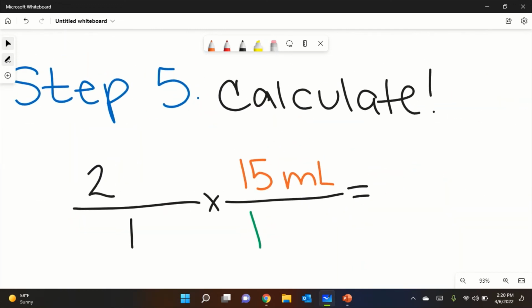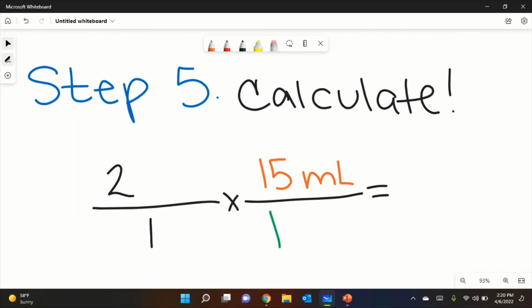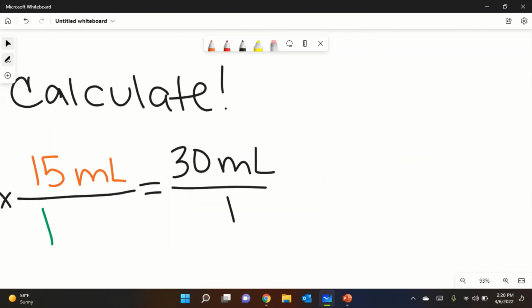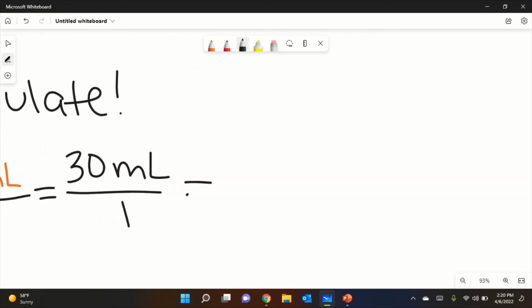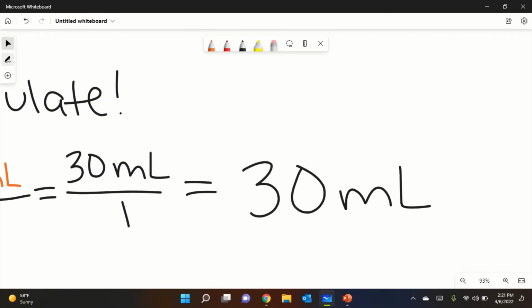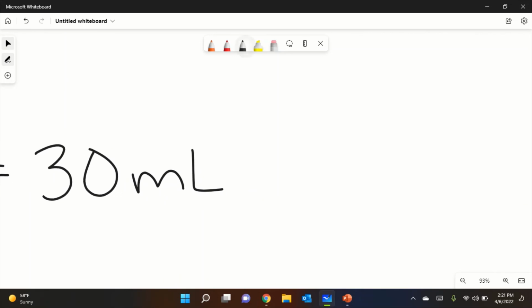Which brings us to step 5, calculate. What we're left with is 2 times 15 milliliters on top, or 30 milliliters, and it's always super important that you remember to keep the unit there, over 1 times 1, which is just 1, which we all know, right? Anything over 1 is itself. And so our answer is that 30 milliliters is equal to 2 tablespoons.